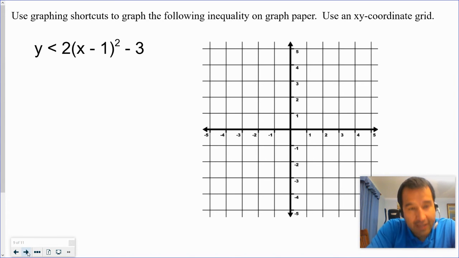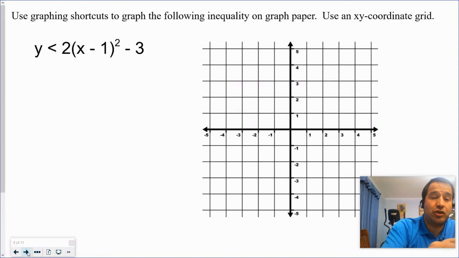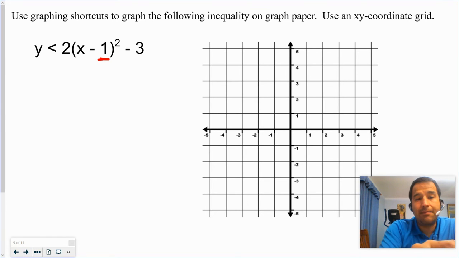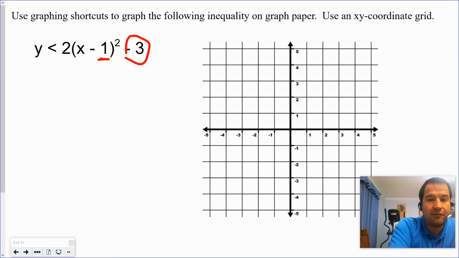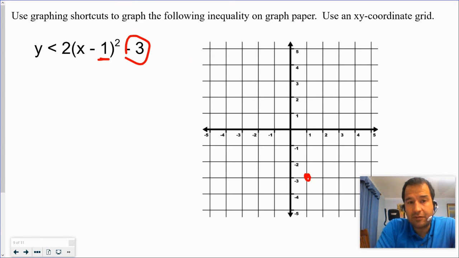Okay, now the first thing I need to focus on is the fact that this is already in graphing form. And graphing form tells me that this value right here should be x minus h. It's already minus, so that's great. It's just going to be 1. And then plus k. So it has to be the opposite of this value over here. So my vertex is already at 1, negative 3. Okay, so there's my vertex.